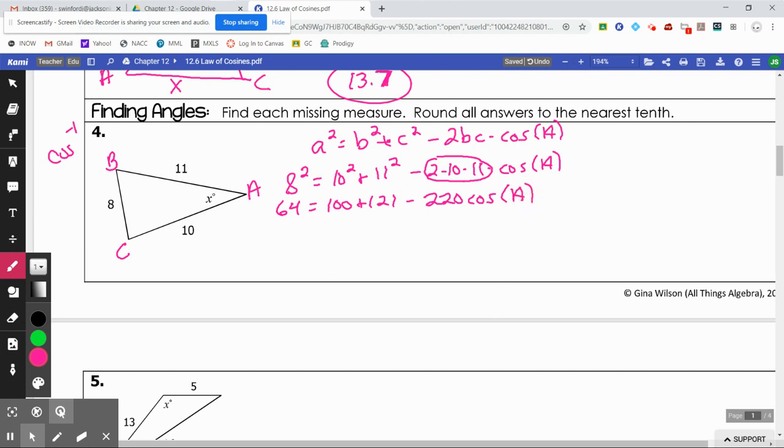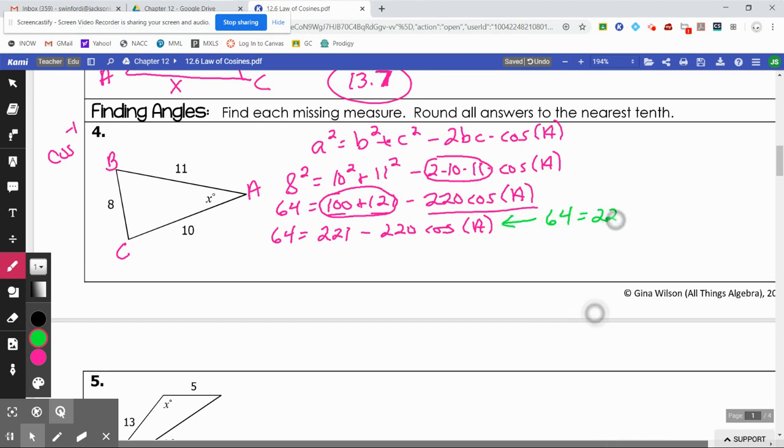However, again, notice that these 3 terms are not like terms. We can combine these two, but this one has a cosine attached to it. So if you would like to, you can say that 100 plus 121 is 221. That's fine. Minus 220 cosine of A. Okay, now this is a basic equation. Imagine this problem being 64 equals 221 minus 220x. Because basically that's what you have.